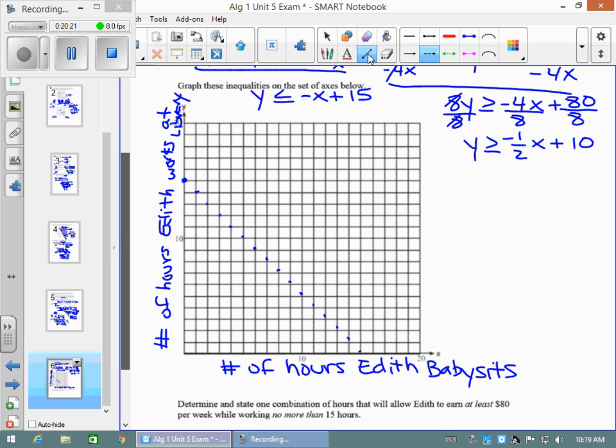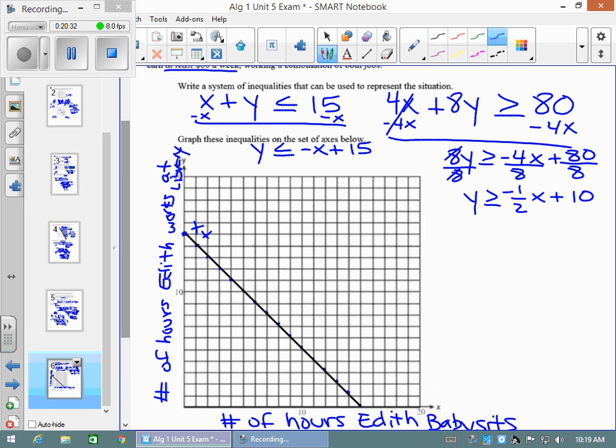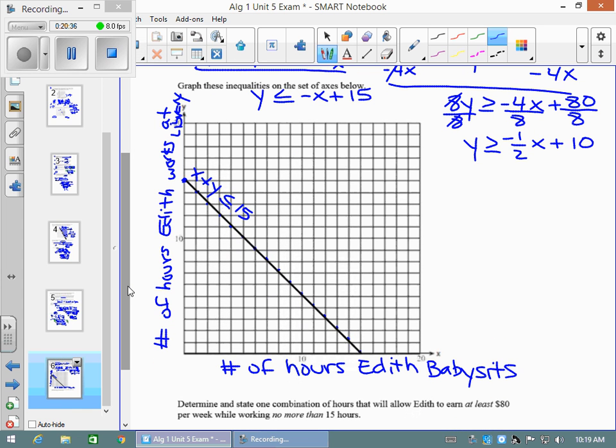Now I'm going to label this line with the original, and notice how I did not put arrows on this line. Since my x and y values both represent hours, I can't have a negative amount of hours, so I can't put an arrow on either side because x or y would become negative on one side of that line. Now I'm going to graph my next line, which has a y-intercept of 10 and a slope of negative 1/2.